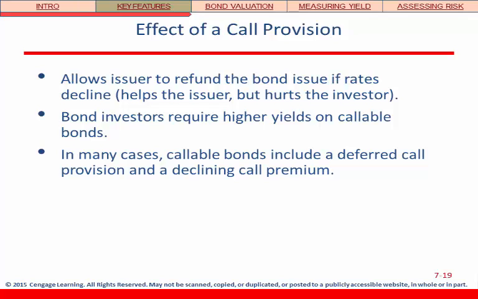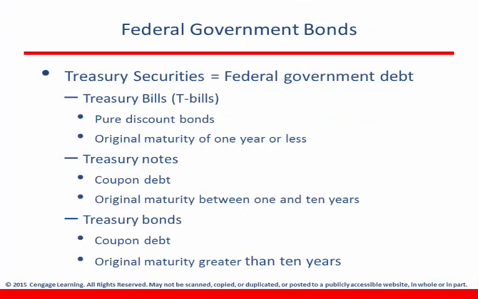Those issuers that put callable provisions into their bonds also have to pay attention quite a bit to interest rates and see if rates have declined to the point where they want to call those bonds. So it requires a little bit more active management on both sides, and that's one of the reasons that a lot of times you won't see a call provision in a bond.